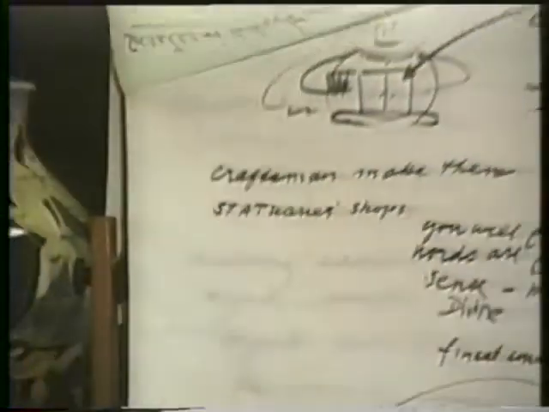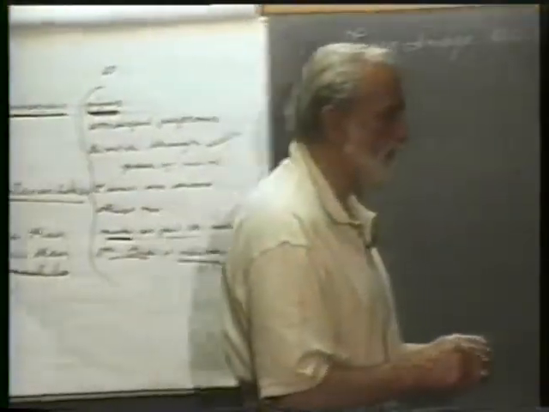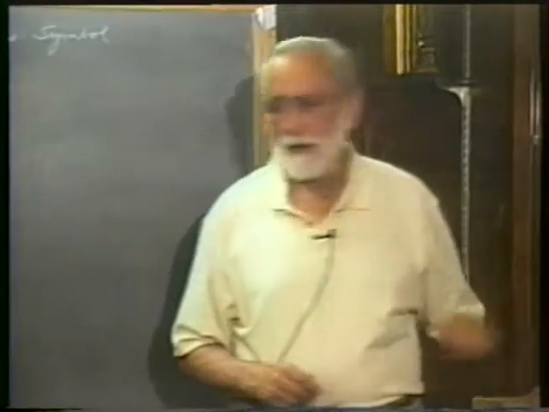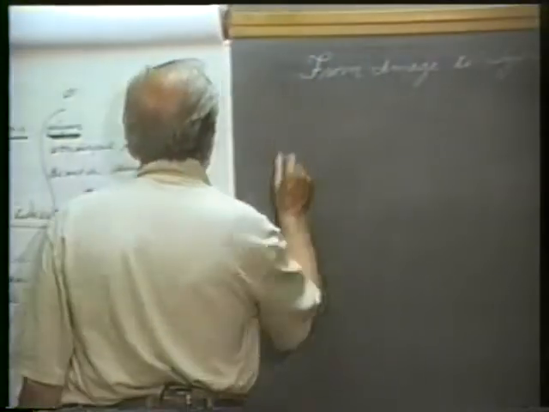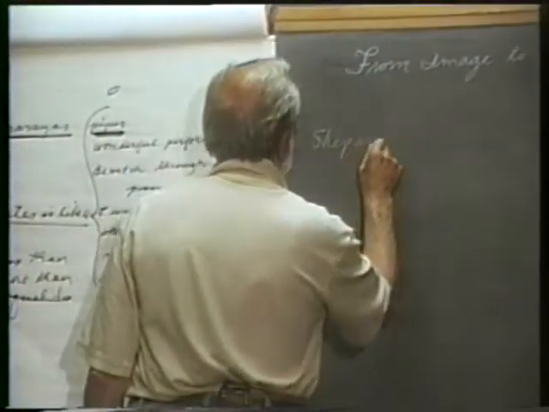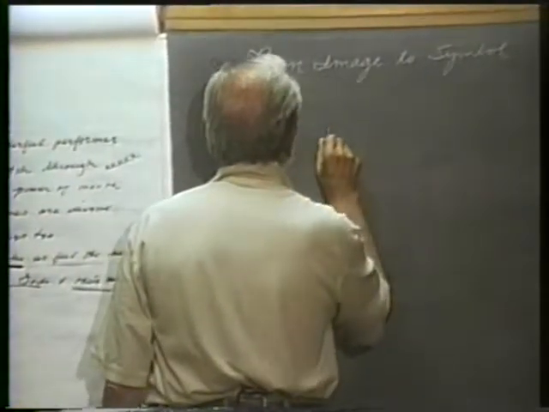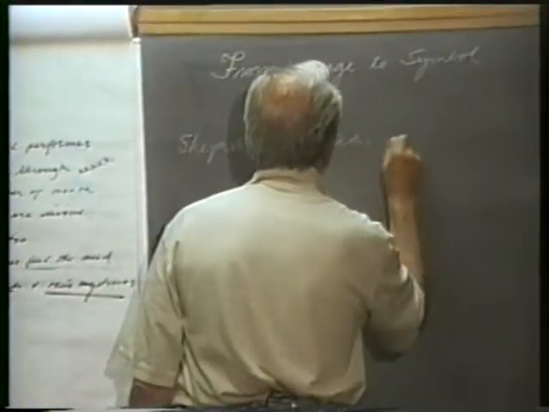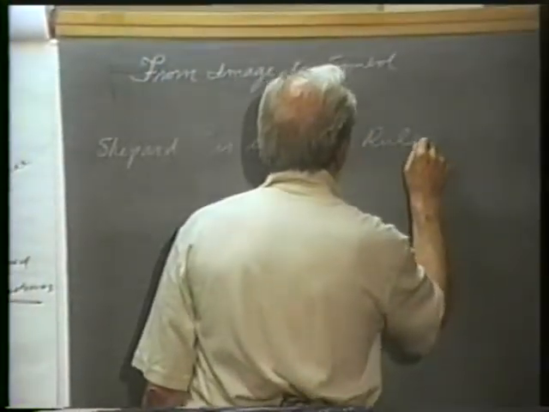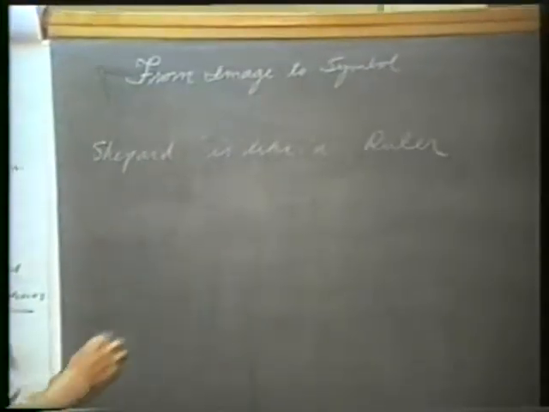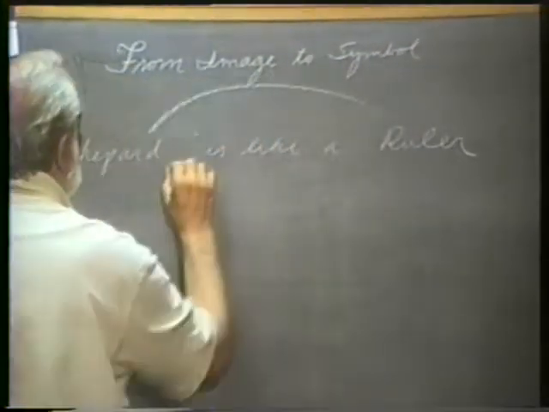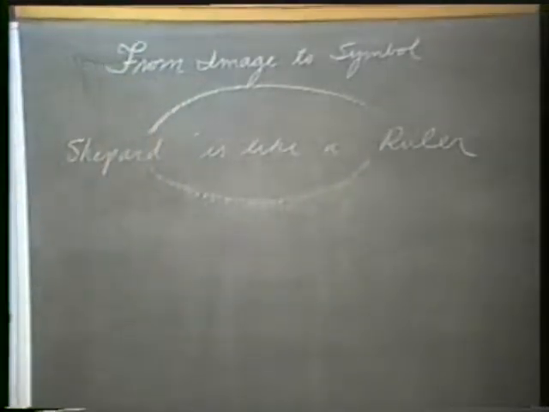Now, this is rather curious, more than, less than. And therefore I'd like to pull it apart for a moment before I go into the next one. The shepherd is like a ruler. A ruler is like a shepherd. A shepherd is like a ruler.